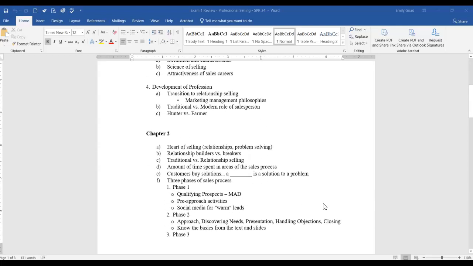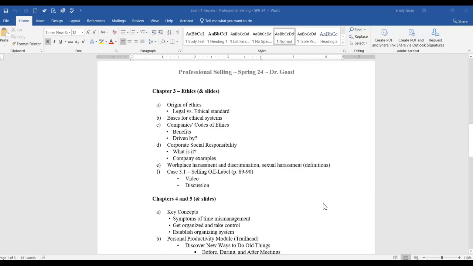So, chapter two, heart of selling, is relationships and problem solving. Most of these are just like they are in this. I mean, the slides and text are very self explanatory. Chapter three, again, this is highly from your textbook and slides, be sure to go back and look at that case 3.1, selling off label. We watched the video and look at kind of your discussion.